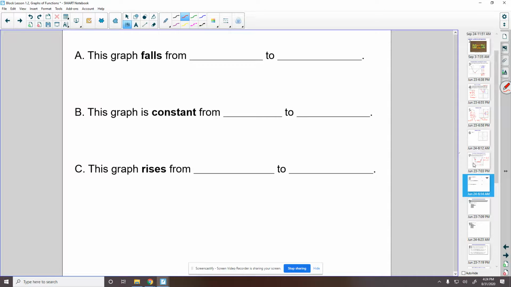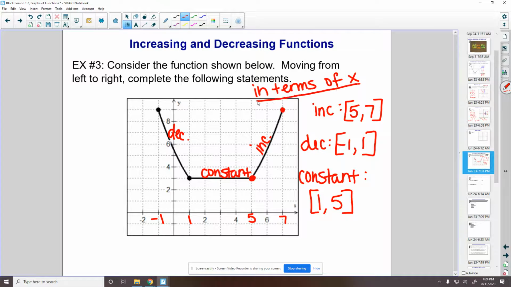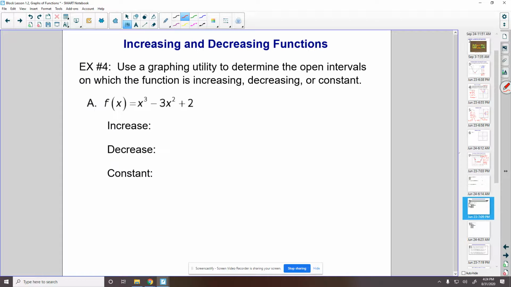Okay? This is supposed to go with the graph, so I will go back. But constant, so the graph is constant in the middle. Yes, I know. But that is from the x value of 1 up until the x value of 5. All right, so you're just giving this in terms of x. In terms of x. Easy enough. We don't really need that because we just did that.